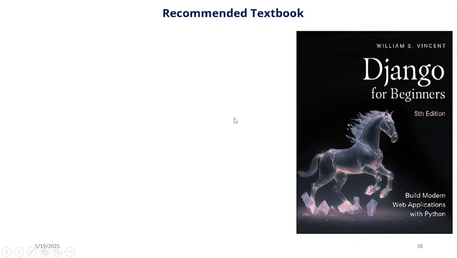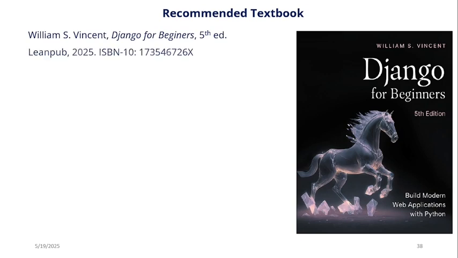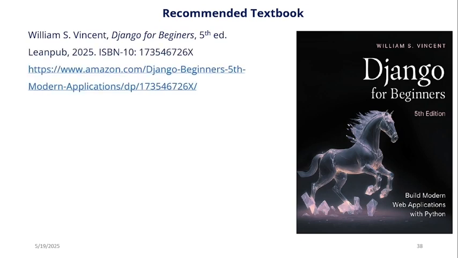So, we have come to the end of this session. The recommended textbook is Django for Beginners, 5th edition, by William S. Vincent. Very good book. And this is the Amazon link where you can grab a copy for your reference.